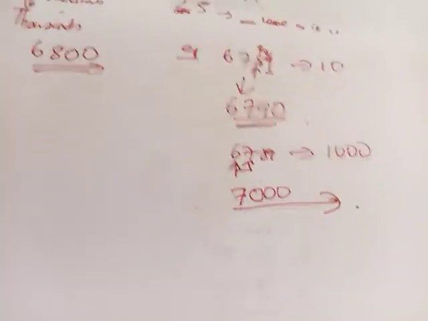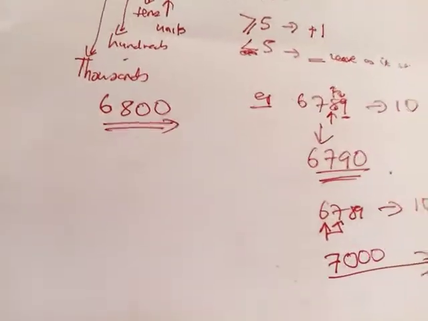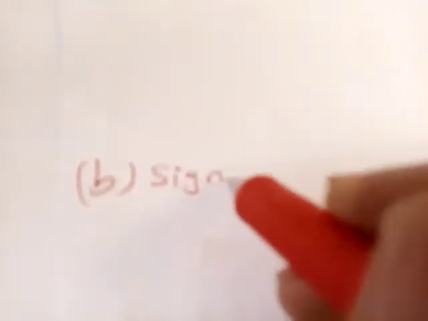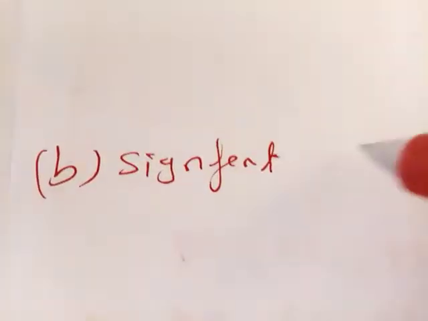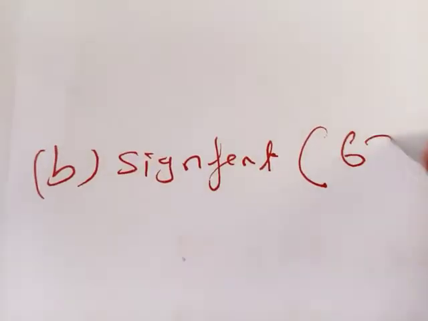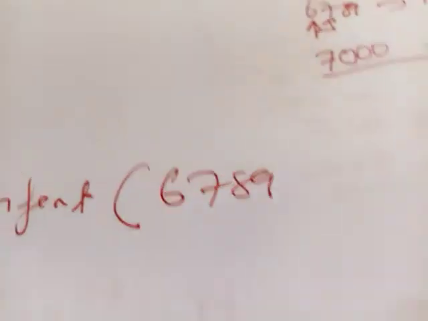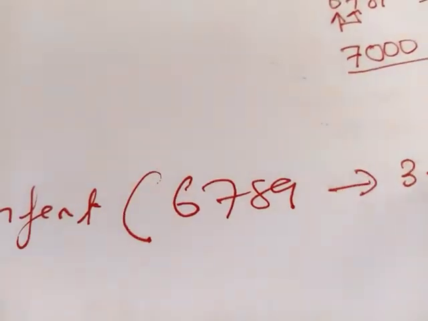Great. So keep enjoying. The next part is B, where we are looking at significant figures. And we are supposed to estimate that number 6,789 to 3 significant figures.